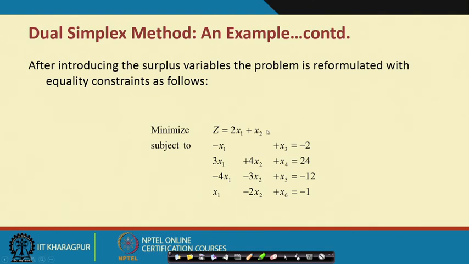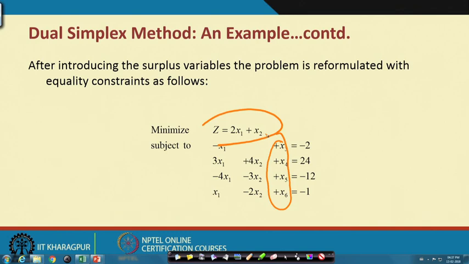So, now the objective function structure is more or less the same here, and the constants, these are all called the added variables through which we can address the dual simplex mechanism.